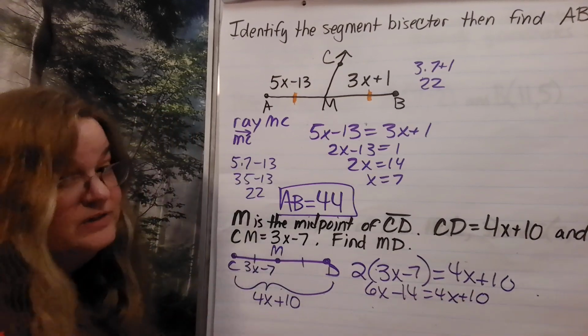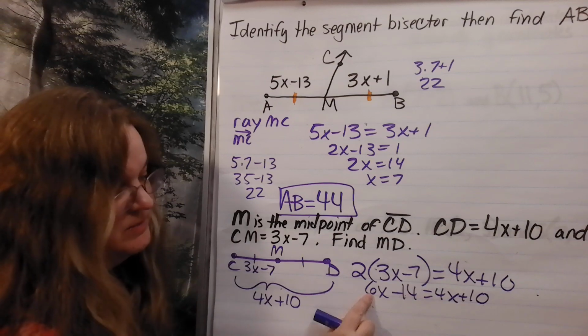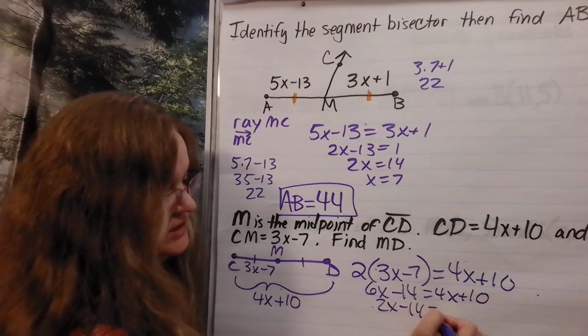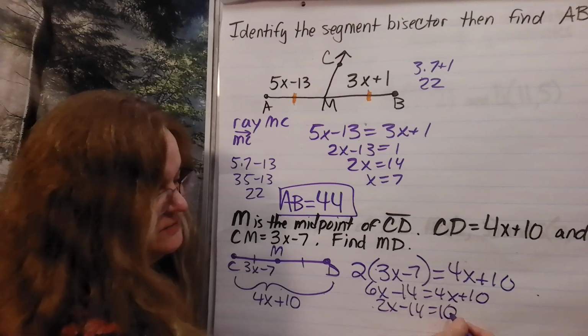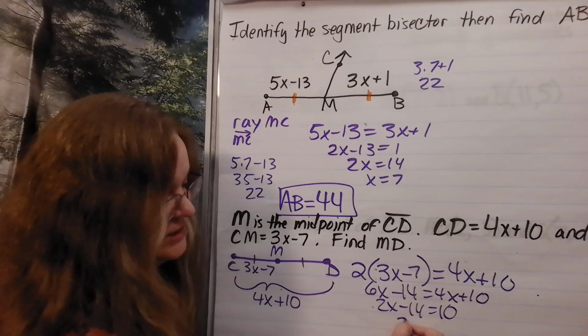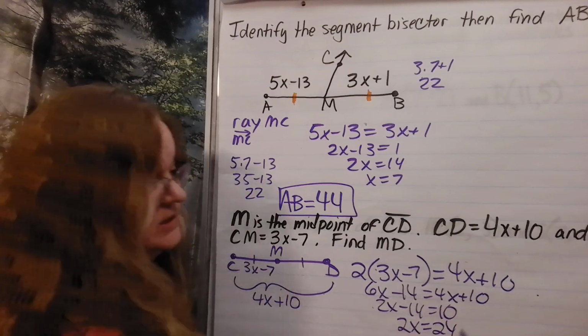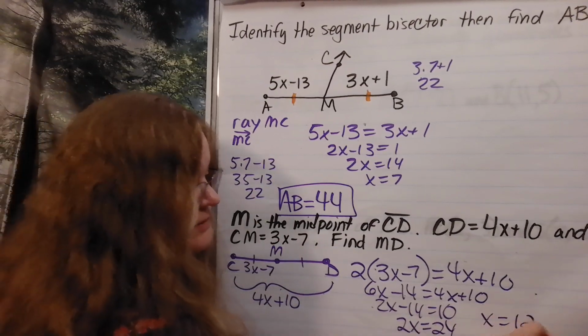Okay, and then solving my equation. I'm going to move 4x over here, so I get 2x minus 14 equals 10. I add 14, that's 24, so I get 2x equals 24, so x has to be 12.